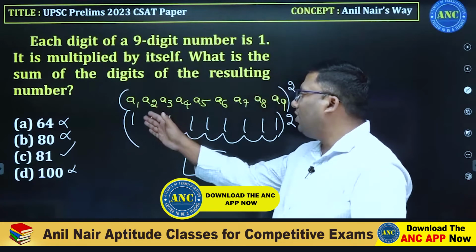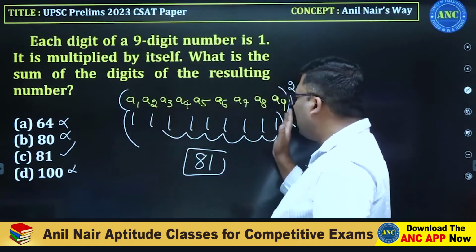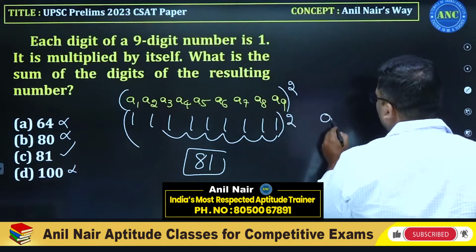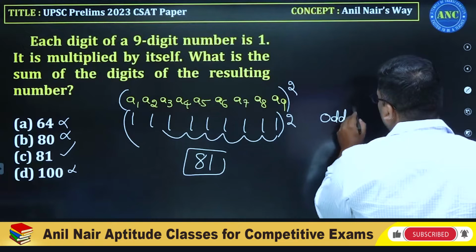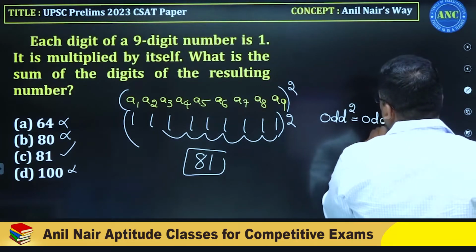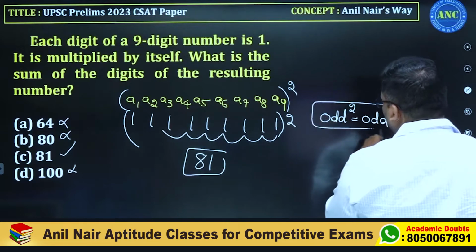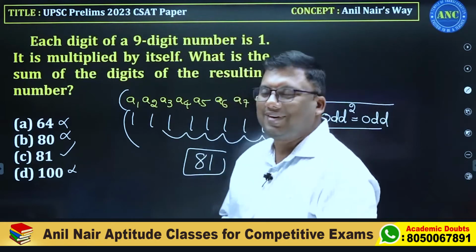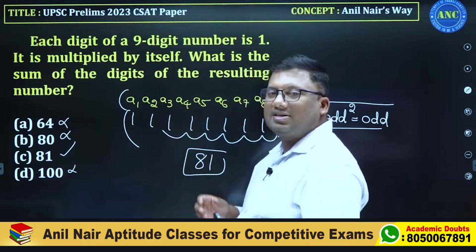It is 111111111, an odd number. An odd number squared should be an odd number. Stupid answer options are given. 3 answer options are even numbers. You do not need to find the sum of the digits also. So it is an odd number.